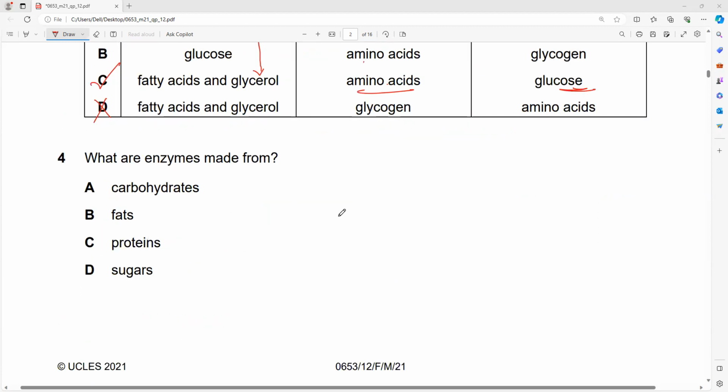Next, what are enzymes made from? We all know that for biological processes, everything will have enzymes. So these enzymes are made from. Even while studying time, I have taught you. While teaching time also I have taught you. Enzymes are made up of. Anybody? Please note it. Enzymes are made from proteins.